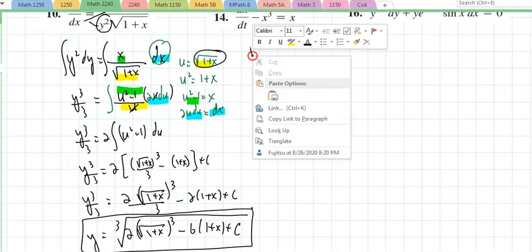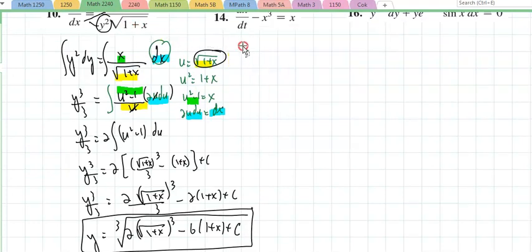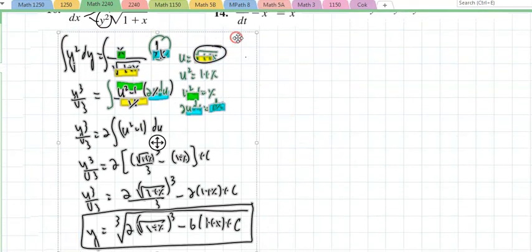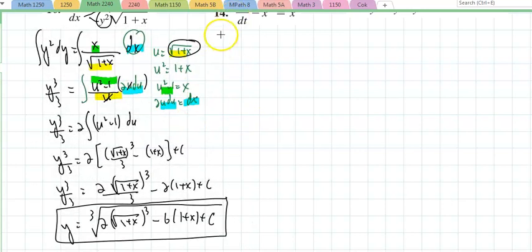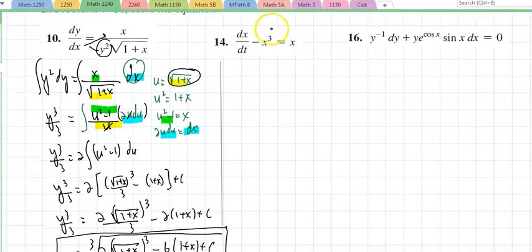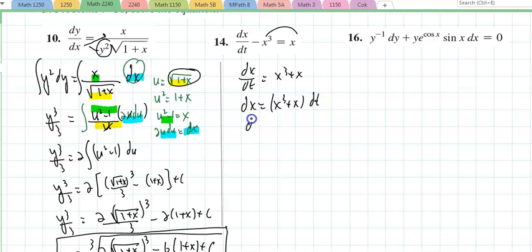So techniques of integration is a must in this class. And luckily we just finished Math 1150. If I look at the next problem, same deal. Well, I'll say dx/dt equals x cubed plus x. dx equals (x cubed plus x) dt. So dx divided by (x cubed plus x) equals dt.